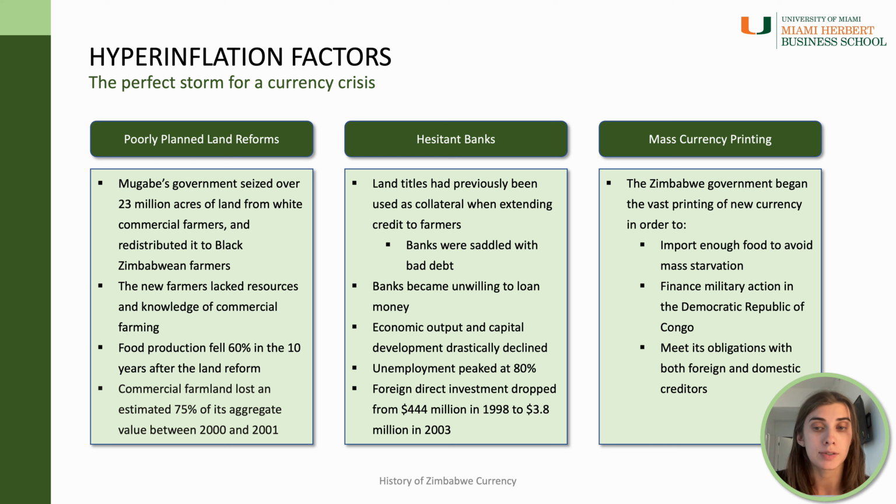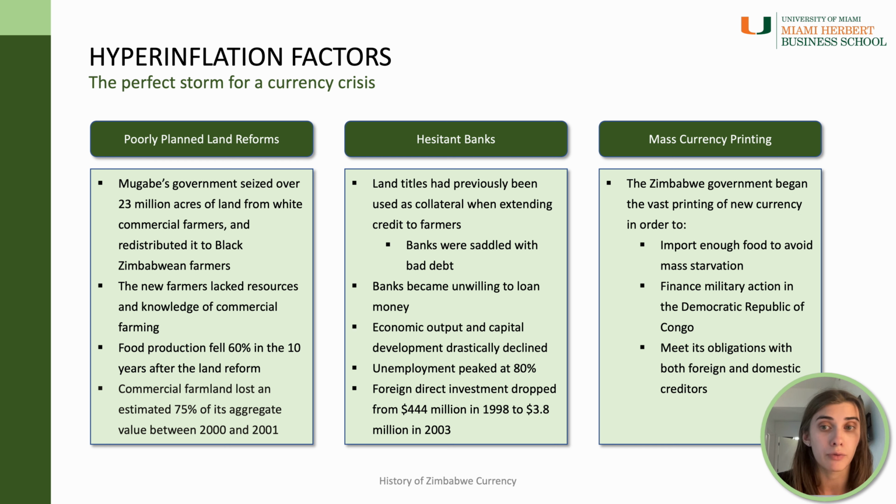The commercial farmers left to continue farming in Nigeria, Ghana, and Zambia, and they took their knowledge of the land and their best practices with them. The new farmers lacked resources and agricultural knowledge, and as a result, food production fell drastically and food prices soared. Zimbabwe was once known as the breadbasket of Africa, but they then saw their food production drop over 60% in the 10 years following Mugabe's land reforms.